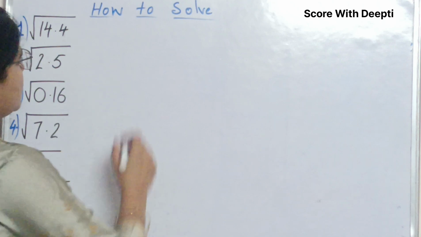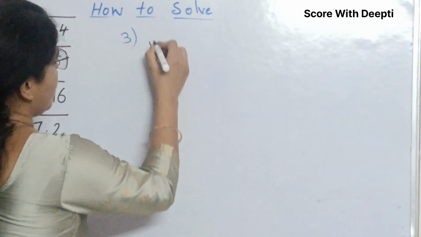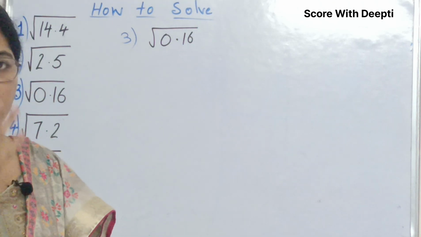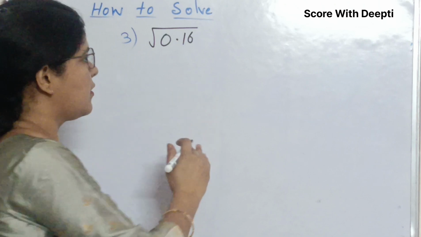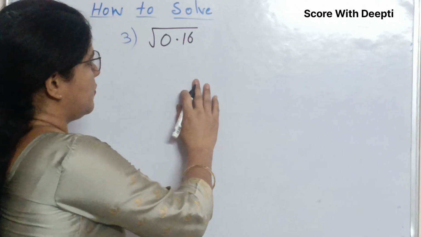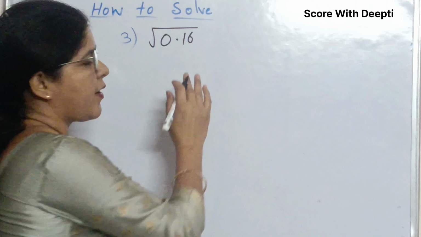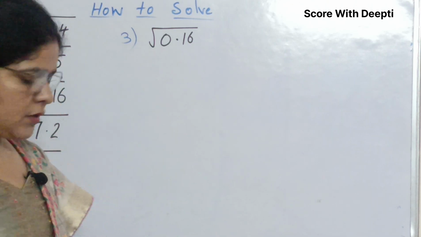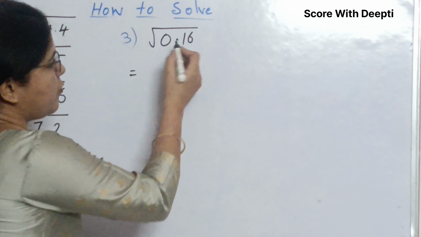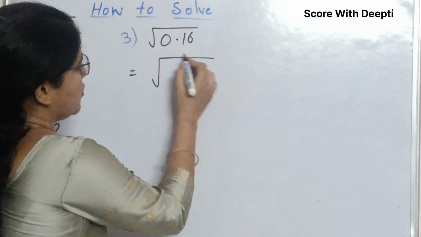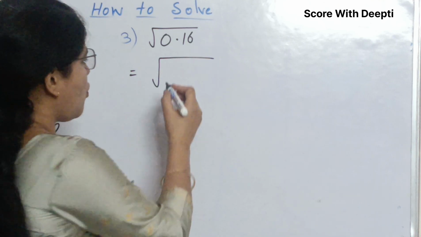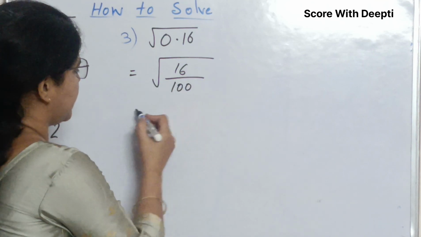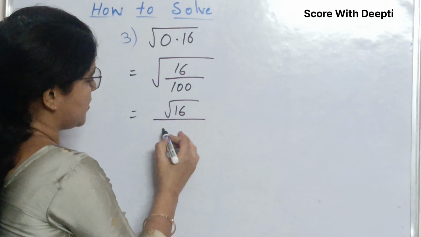How do we solve this? Question number 3. Square root 0.16. When there is a decimal, after the decimal, we read the digits, not the number. Means we read it as 0.16, not 0.16. So how do we find the value? Our first step, we remove the decimal. There are 2 digits after the decimal, so here in the denominator we write 100. Our next step, we separate these and write square root 16 over square root 100.